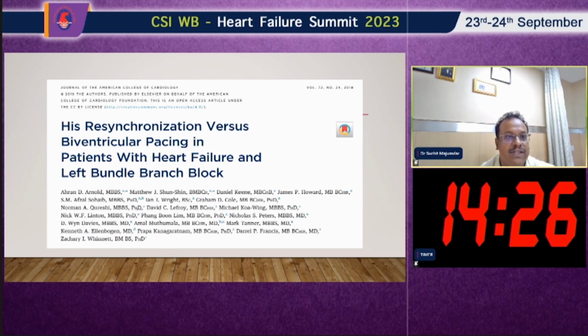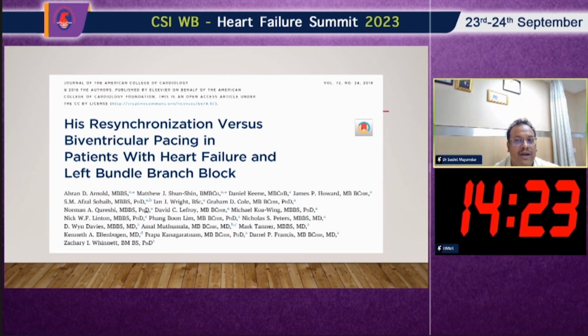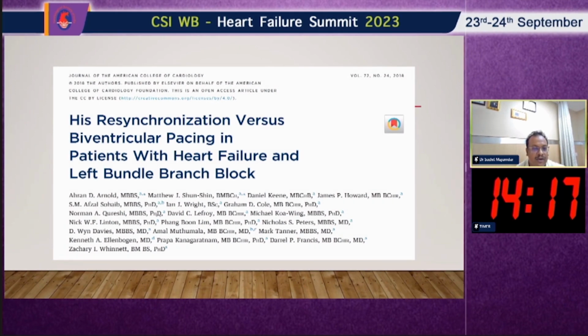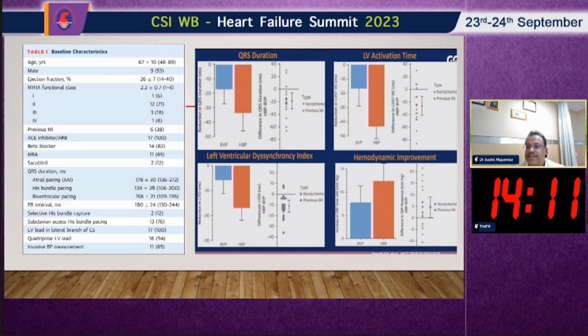This study was published in 2018. It is His synchronization versus biventricular pacing in patients with heart failure and left bundle branch block by Arnold AD. Next slide. In this study, 38% of the patients had a history of previous MI. Others were probably non-ischemic cardiomyopathy. In these patients, it was shown that His bundle pacing significantly reduced the QRS duration, the LV activation time, and the LV desynchrony index, and there was also a hemodynamic improvement. Next slide.